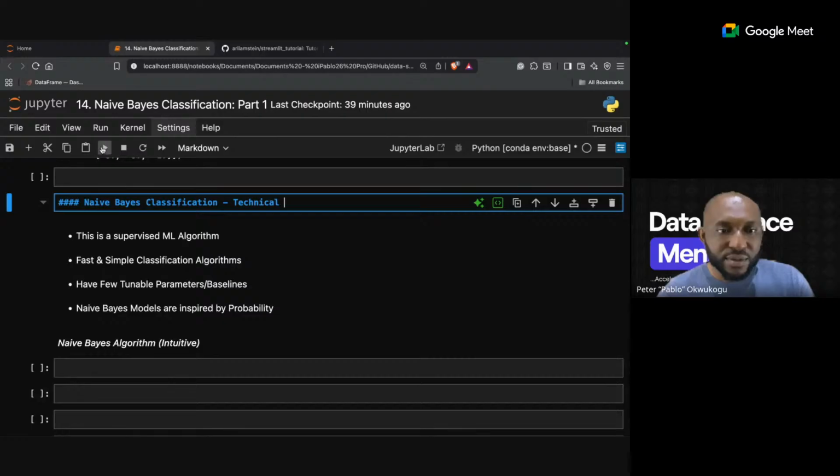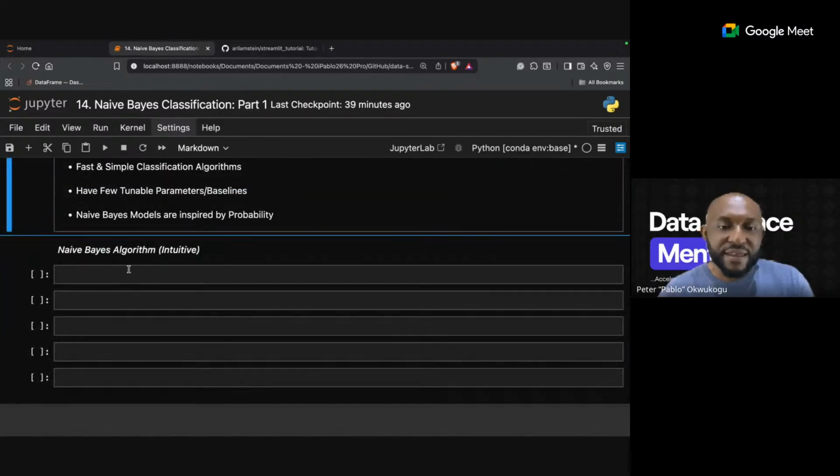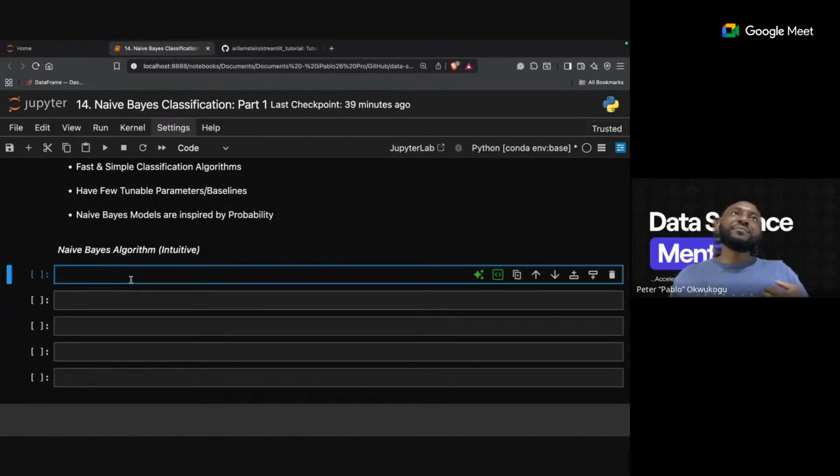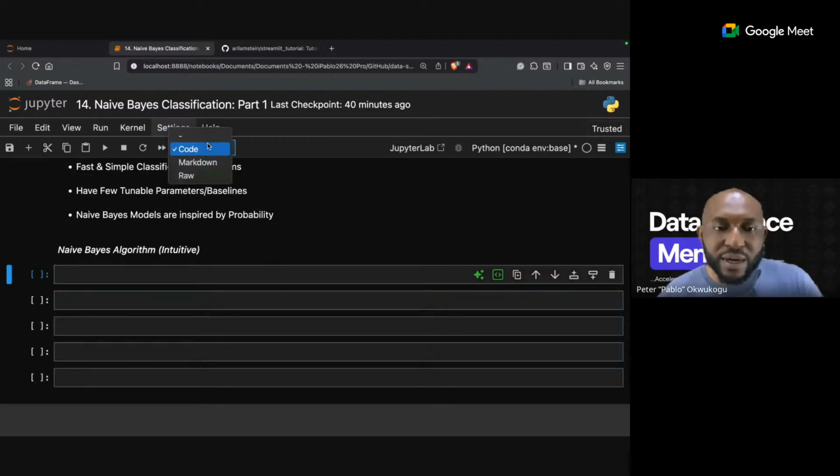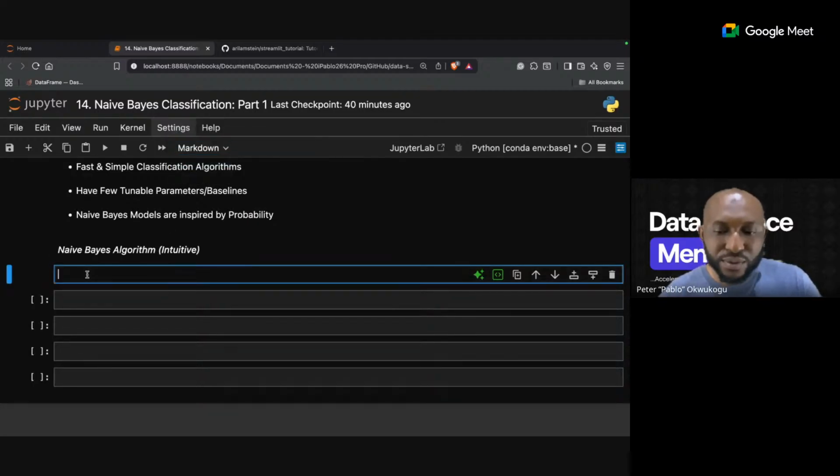Yeah, that's what this is. And then this is going to be our intuitive bit. So we're going to jump in between the technical and the intuitive bit. Now let's imagine you're a doctor and you are diagnosing a patient that has flu. So this is going to be our steps. These are the steps we're going to use.